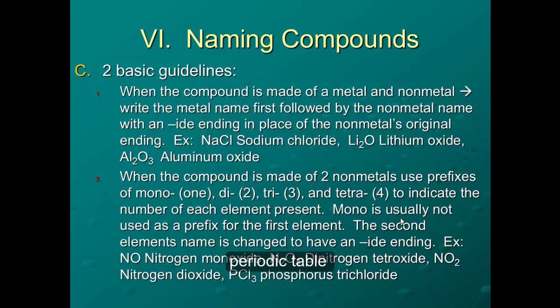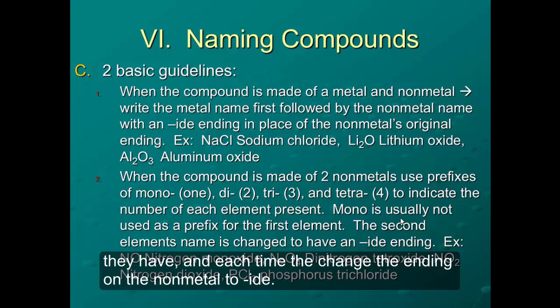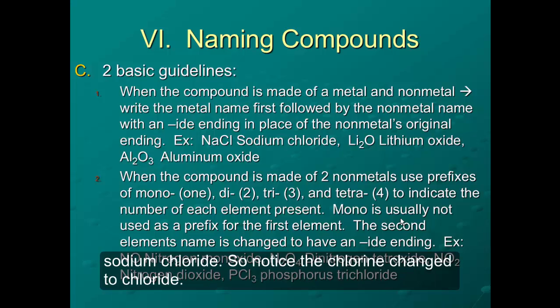And to name those, you write the name of the metal, just as it is on the periodic table, and then you leave a space. And then you write the name of the nonmetal, regardless of how many they have of each type, and you change the ending on the nonmetal to IDE. So if I were to take one atom of sodium, one atom of chlorine, combine them together, I would call that sodium chloride. So notice the chlorine changed to chloride.